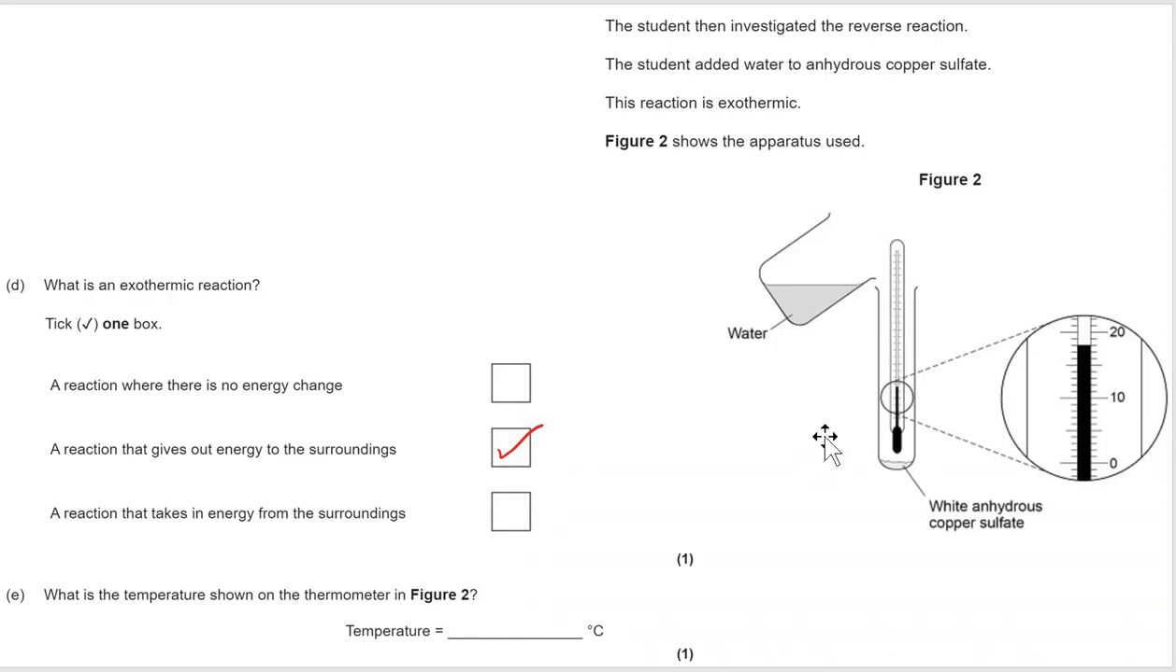And what's the reading on the thermometer? So you just need to read the scale very, very carefully. You can see here it's between 10 and 20. If you actually look carefully, it's at 18 degrees C.